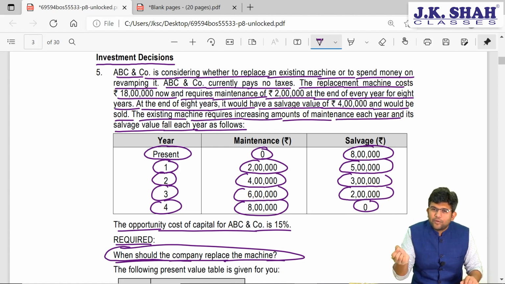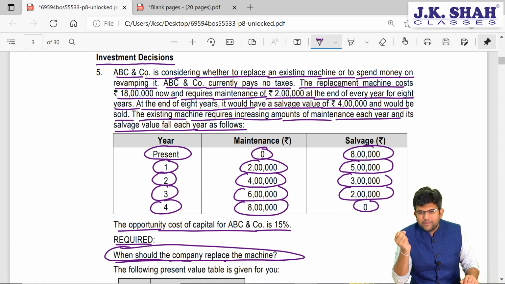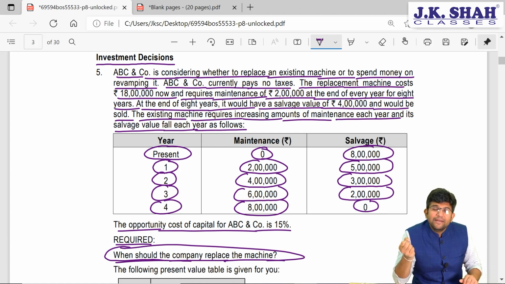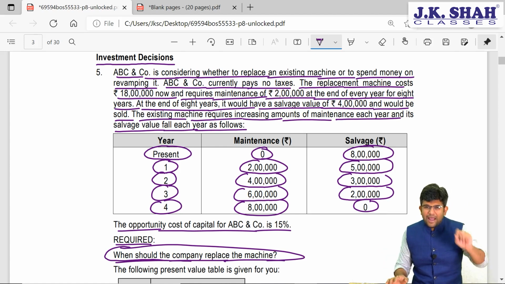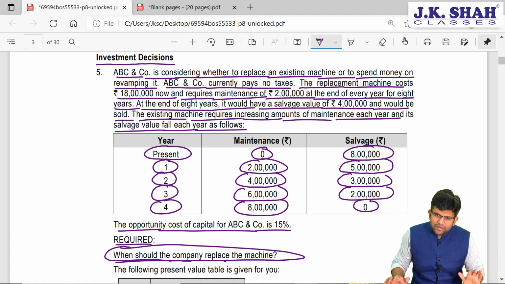And then compare the projects using that annualized benefit, annualized gain. Similarly here, we will calculate the annualized cost, right? And then select the one whose annualized cost, that is EAC, is lowest. Everyone clear? Now let's start.